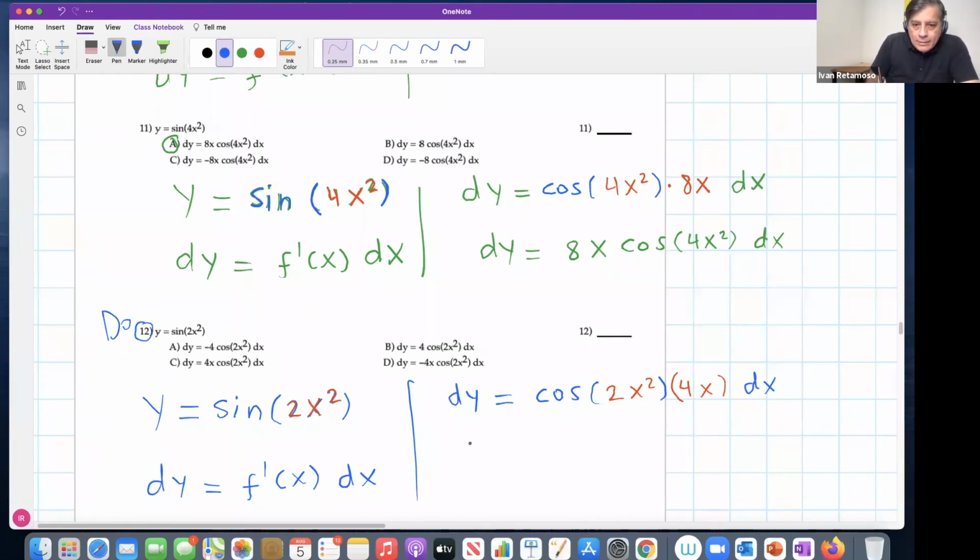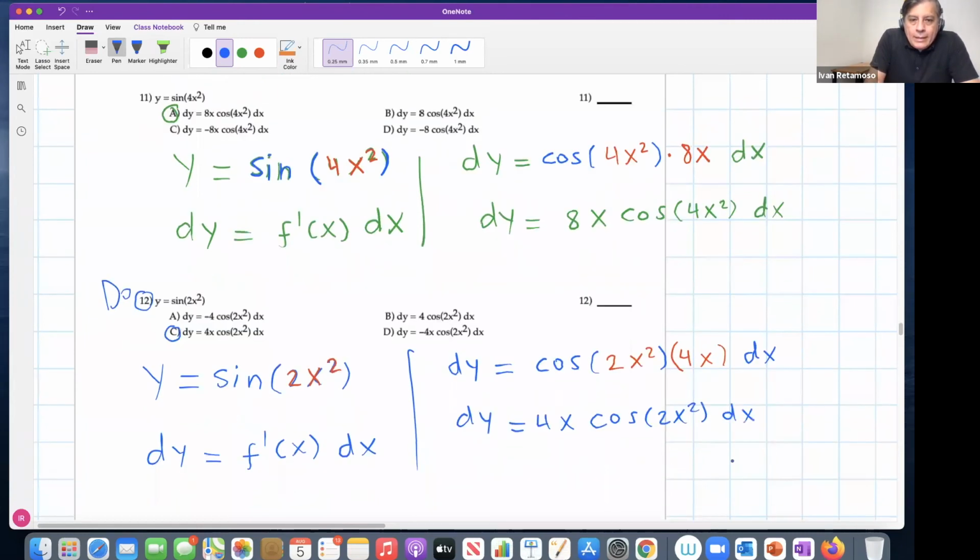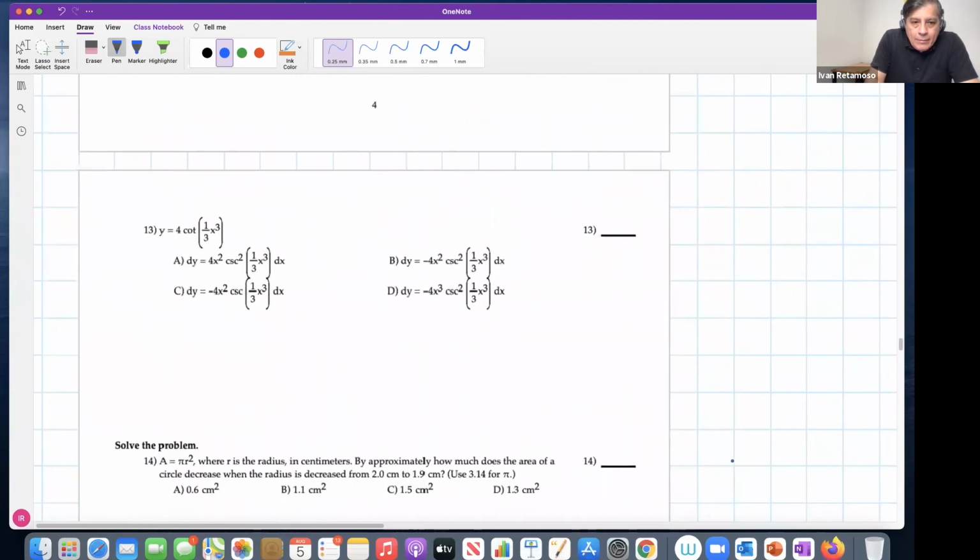Soon we're going to see applications of this. 4x up front, simple functions up front, complicated ones written on the right, and then dx. This is it. And for 12, if you look through, this is the one, right? Okay, guys, there is one more here, and then we'll go to the application.